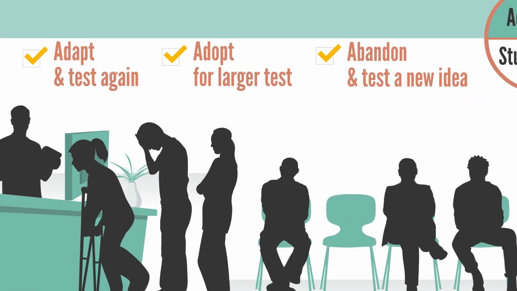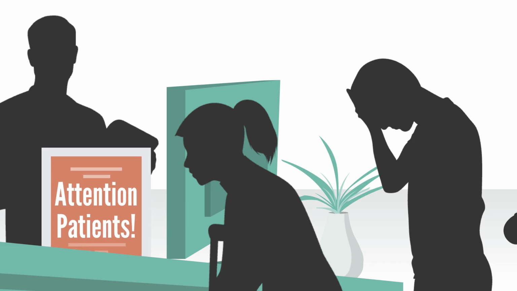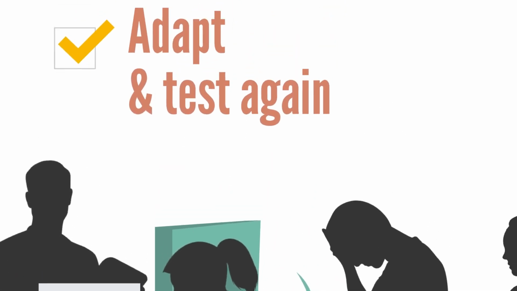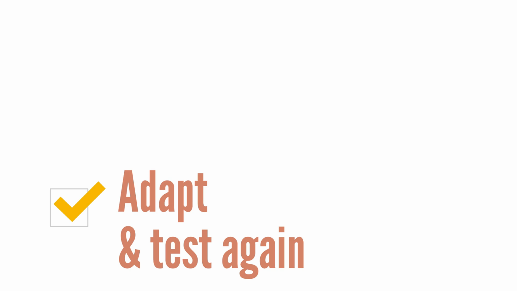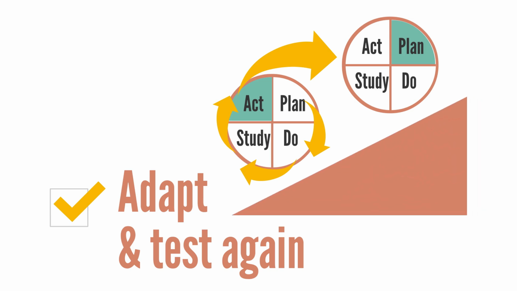Instead, the team decides it would be valuable to provide some sort of communication to the patients in the waiting room about the triage system to help them understand what is being trialed. So, your team commits to adapt the triage system and to move into the plan phase for another PDSA cycle building off the first one, forming a PDSA ramp.